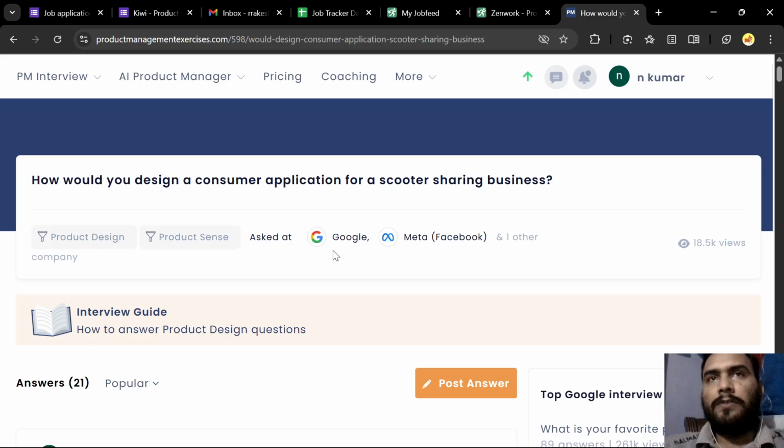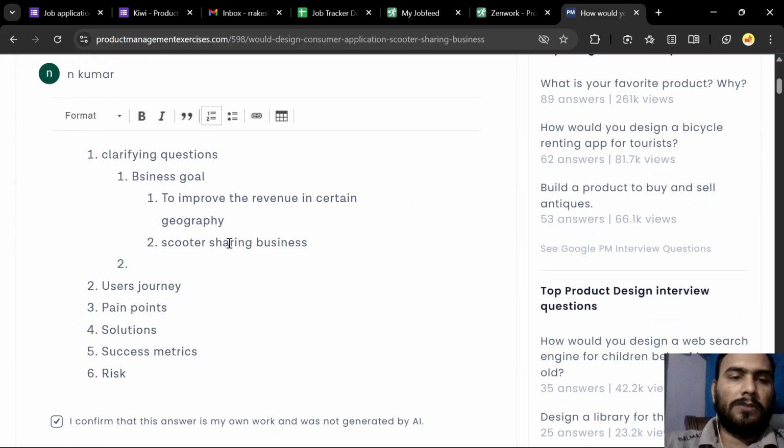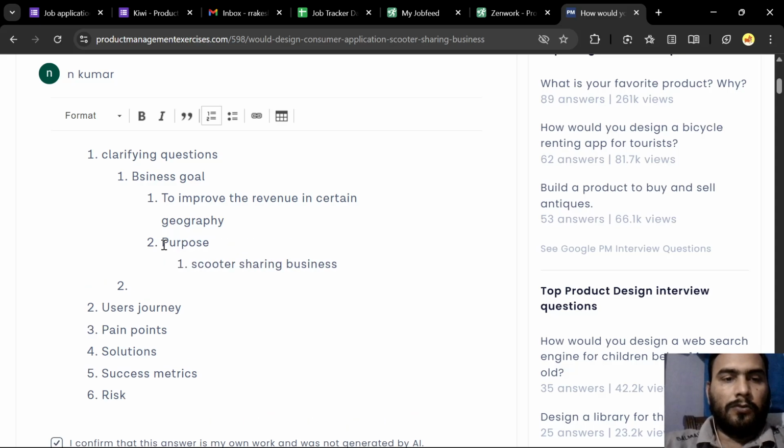So I'm assuming that this is a digital platform that we are talking about. And when we say scooter sharing business, does it mean that we will own some scooters, and for what purpose are we designing this? So let us write it down. So the purpose of the application. So scooter sharing. The purpose is the scooter sharing.